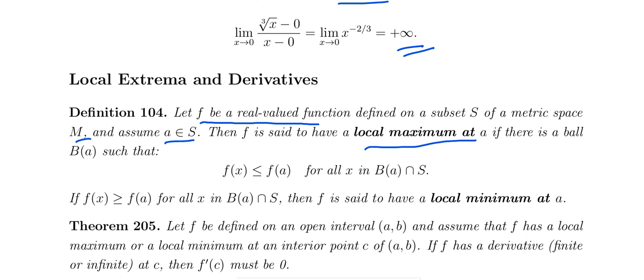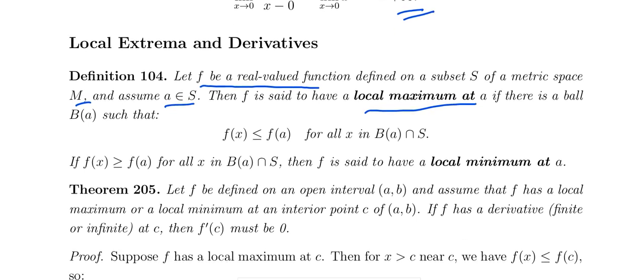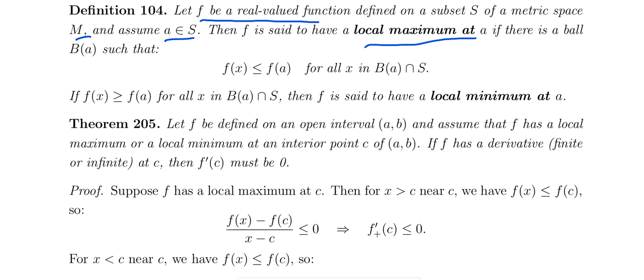f is said to have a local maximum at a if there is a ball B of a such that f of x less than or equal to f of a for all x in B of a intersection S. And f of x greater than or equal to f of a for all x in B of a intersection S, f is said to have the local minimum at a. This is the local maximum: f of x less than or equal to f of a for every point of the open ball B of a intersection with S. If f of x greater than or equal to f of a, that is called the local minimum at the point a.